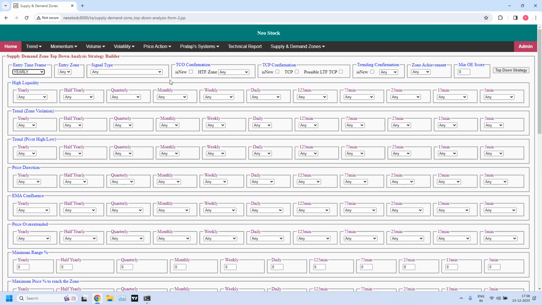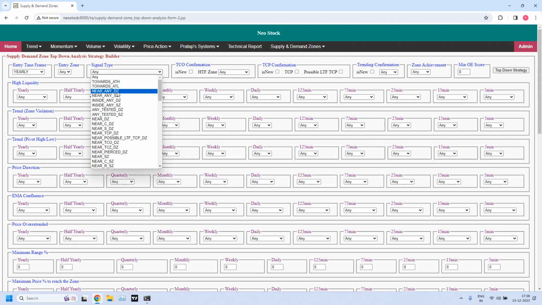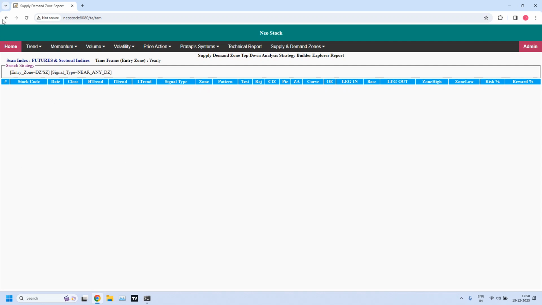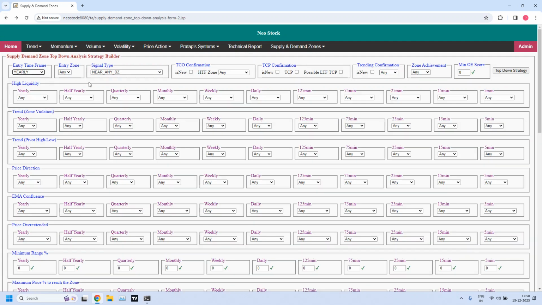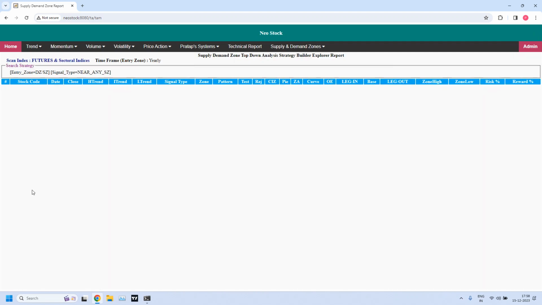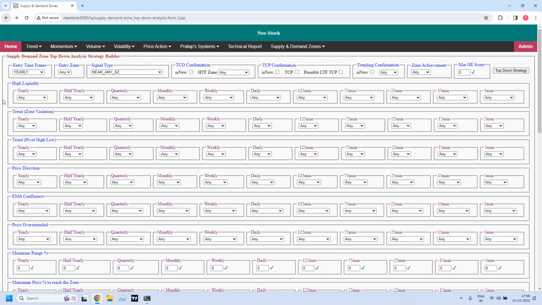Entry time frame is yearly. Let us find the stocks near yearly demand zone. No stocks are there. Let's go back. On yearly time frame, let us find the stocks near yearly supply zone. No stocks are filtered. Let's go back.